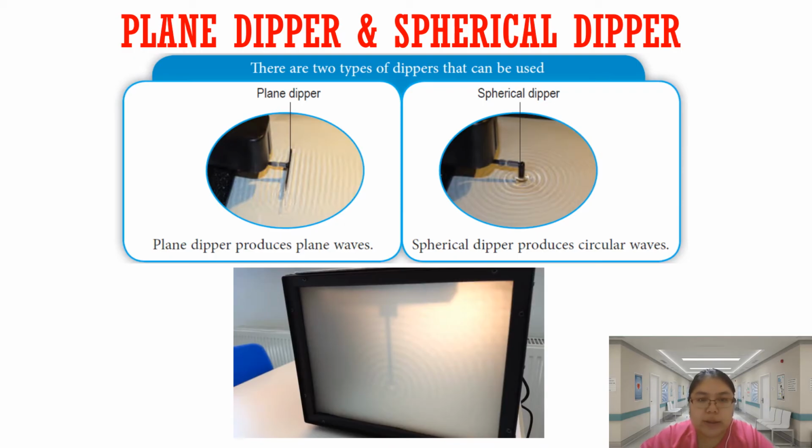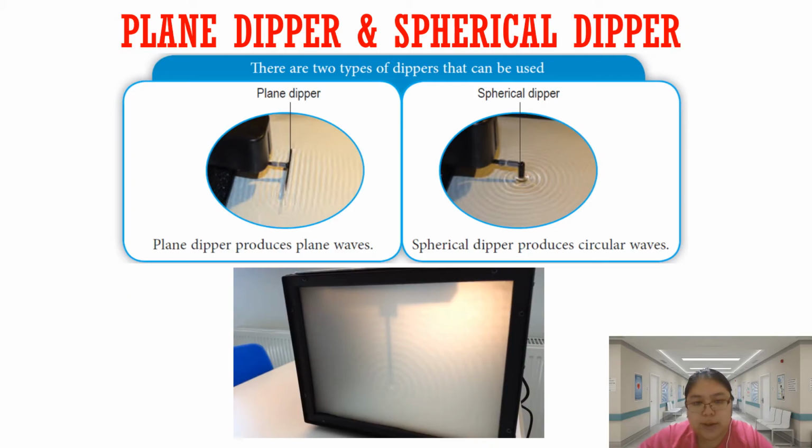When I use the plane dipper, it means a straight line. When it is just touching the surface of the water, it will start to vibrate, because you control the frequency. When it vibrates, you find a straight line produced. After you use the light to refract, you can find bright and dark figures. If I use the spherical dipper, it means a circle. When it touches the surface of the water and starts to vibrate, you can see the shape of the wave produced is circular.